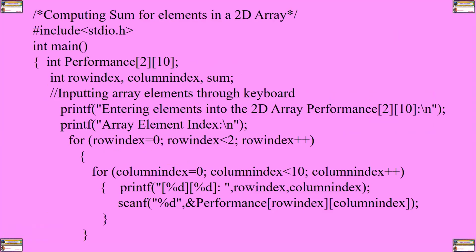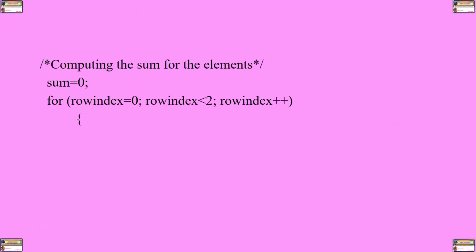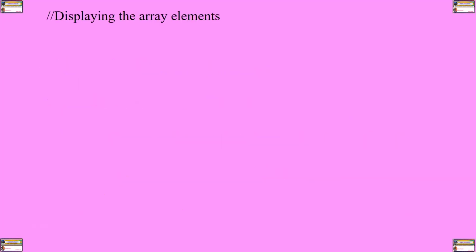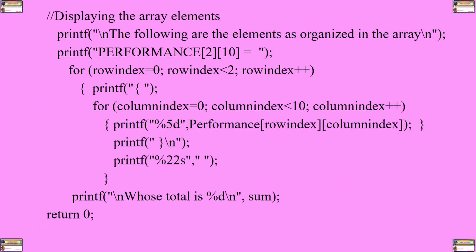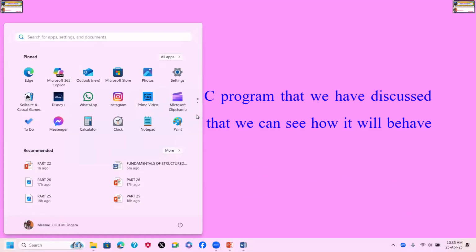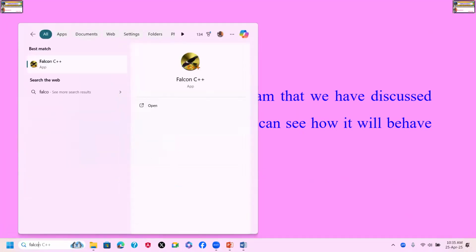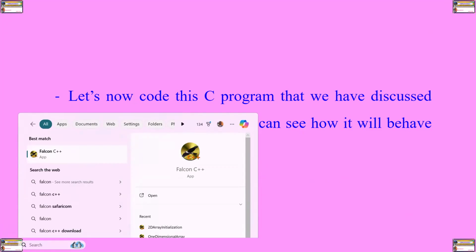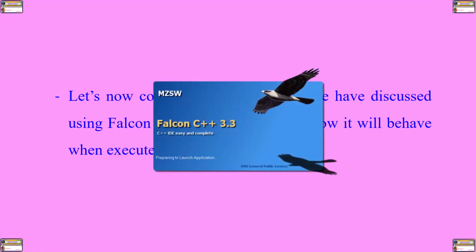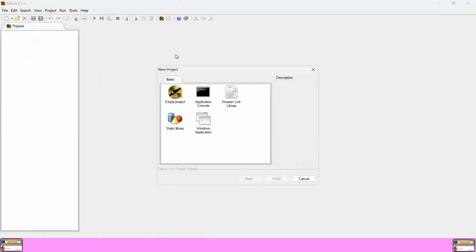So you can copy this program, write it in your exercise books, or copy it in a word processor, or just type it directly in our Falcon IDE. And then we run it and see whether it will behave as I have already explained. So again, we load our Falcon IDE. Remember to do the same on your computer. Then we create a new project.